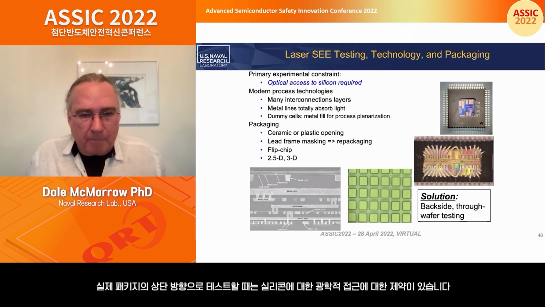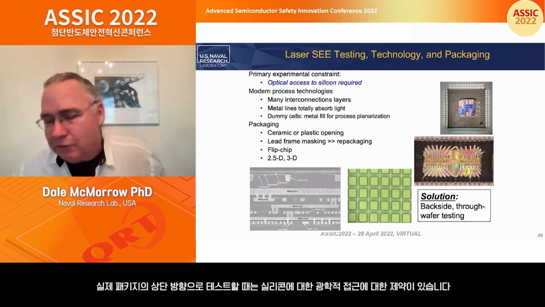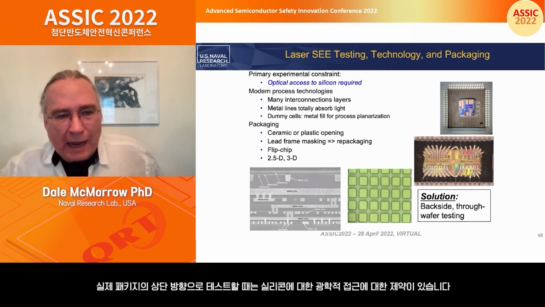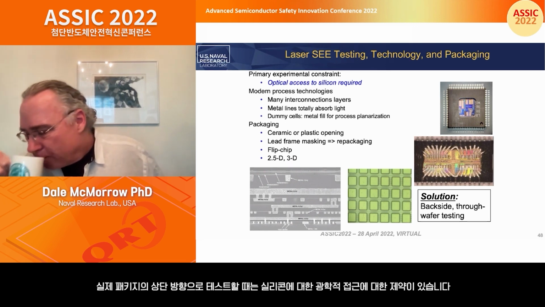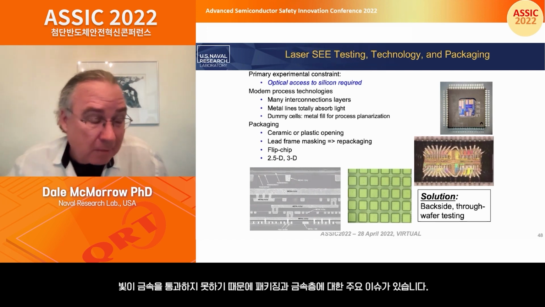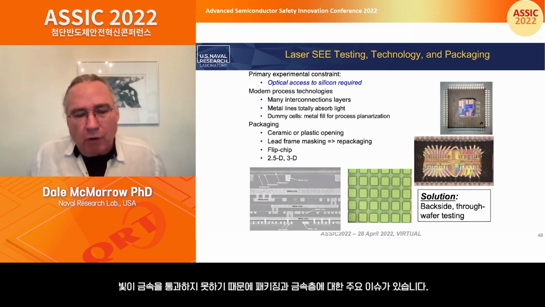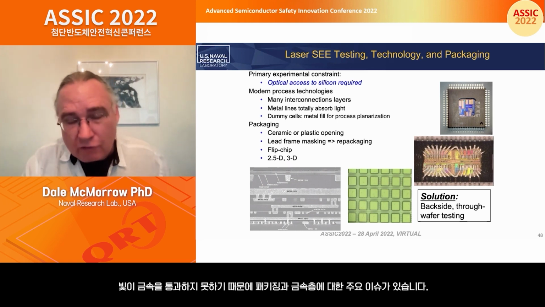Okay, getting into actual testing. At the top, it states that the primary experimental constraint is optical access to the silicon. And this is key because visible light will not go through metal. So you have packaging issues and you have metallization issues.